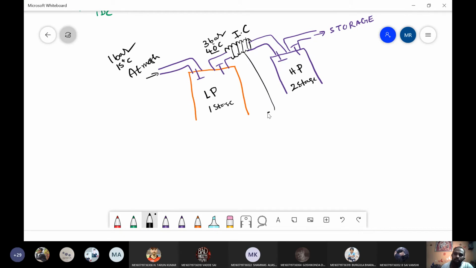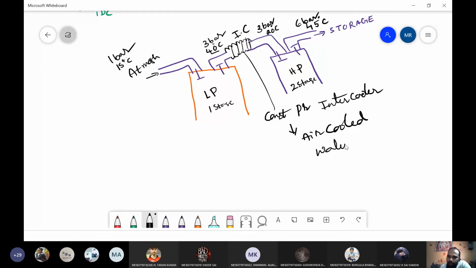IC is the intercooler. I can call it as constant pressure intercooler. Constant pressure means it will maintain the pressure constant. Only thing is it will decrease the temperature. Let us say after intercooler, the pressure remains the same 3 bar and it may be 20 degrees centigrade. Now it will undergo the compression, and again the pressure may be raised to 6 bar and the temperature may be 45 degrees centigrade, right? Now this intercooler may be either air cooled or water cooled.